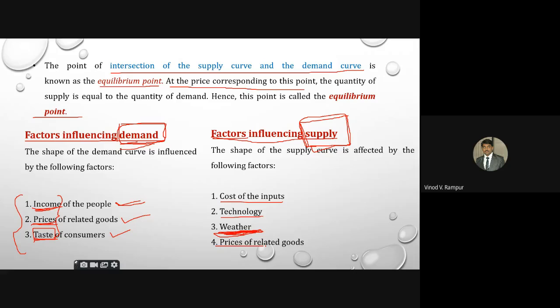Price of related goods is less of an effect for the organization when you are going to supply, because the organization always forecasts the price of the product before it starts the manufacturing activity. These are the major factors which can be considered for demand and supply.